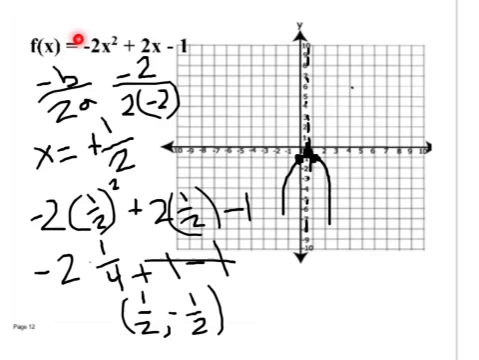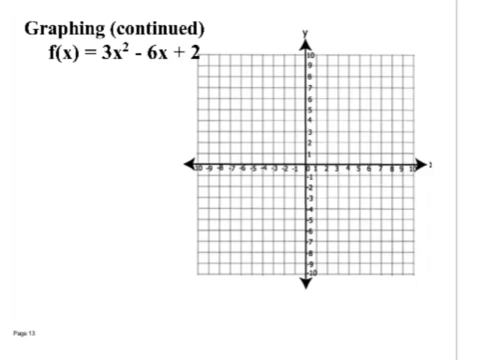Wait, so why isn't 1 negative? What? Let's do this one.